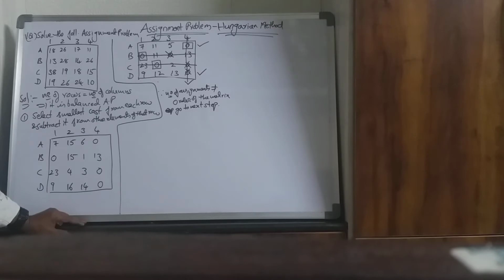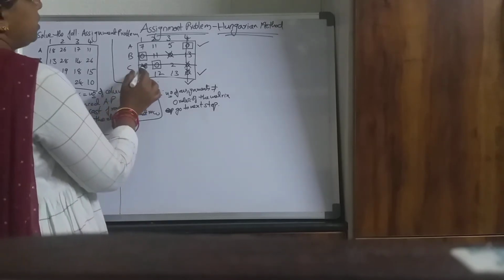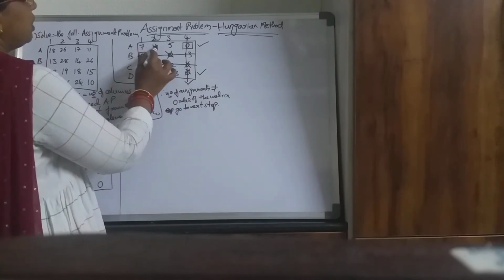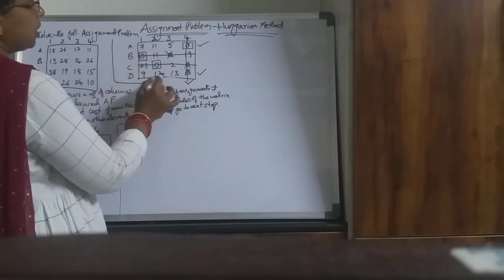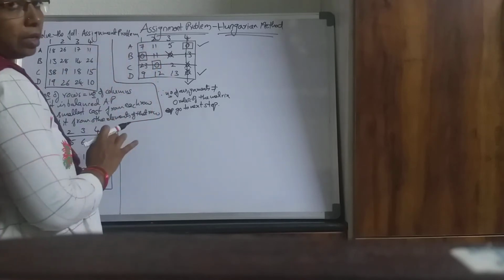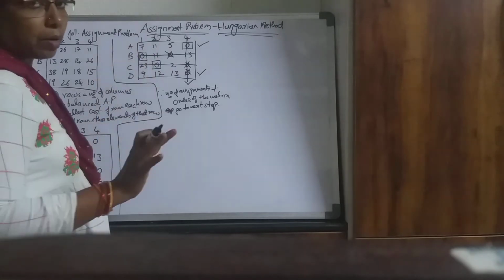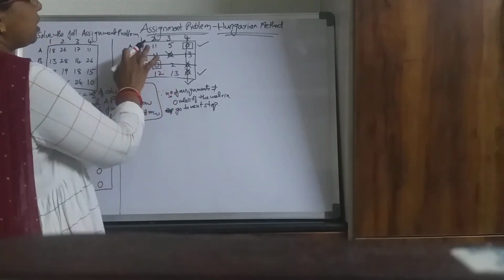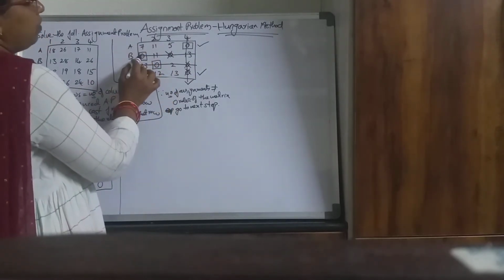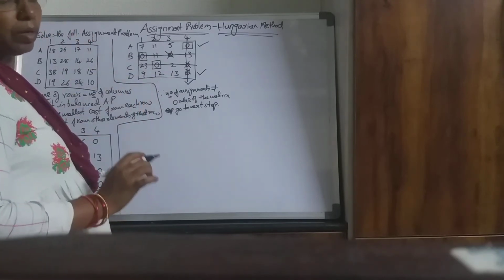Okay. Now after drawing this, what you have to do? Select the minimum smallest element which doesn't have any line passing through it. So these 6 numbers don't have any line passing through them. So which is the smallest element here? 7. So subtract this 7 from the elements which don't have any line passing through them, and add this 7 wherever you have 2 lines passing through, and leave the other numbers as they are which have only 1 line passing through them. I am repeating it.